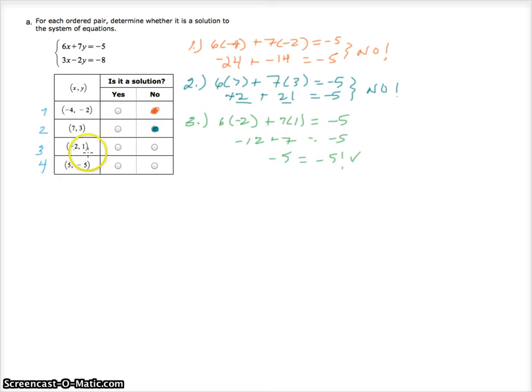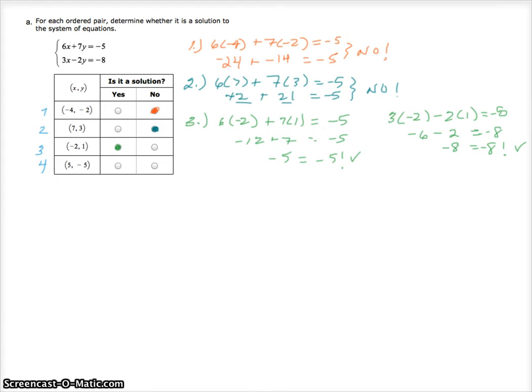Alright, let's try the second equation. So we have 3 times -2 minus 2 times 1, and that equals -8. So now I have -6 minus 2 equals -8. -6 minus 2 is -8 equals -8, and that one works. Good. So that's a yes.